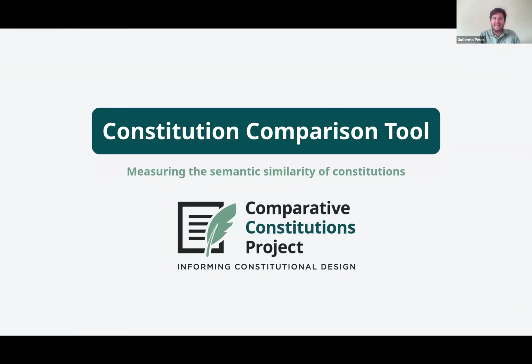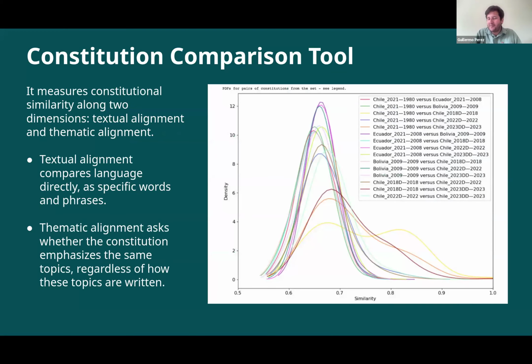In simple terms, next slide, Andres, please. In simple terms, textual alignment allows us to compare language directly, as in specific words and phrases, and thematic alignment asks whether the constitutions emphasize the same topics, regardless of how these topics are written. Here we are comparing the constitutional agendas and priorities rather than the specific language.